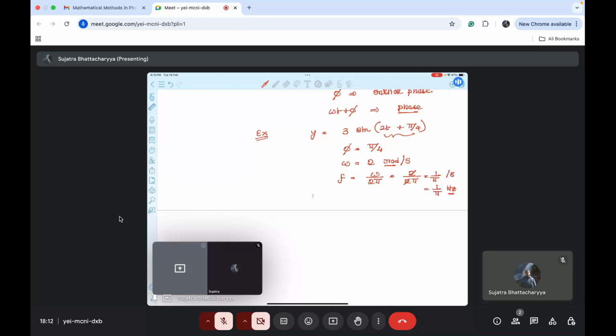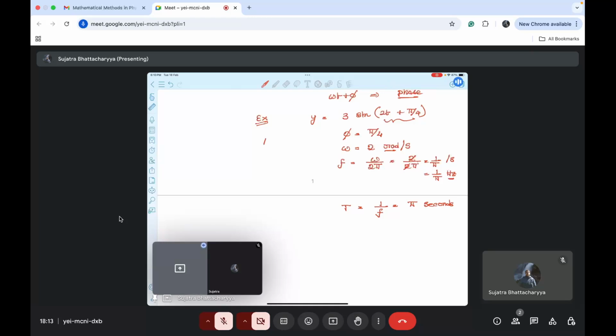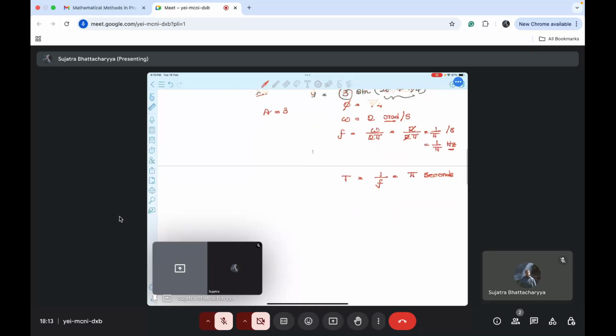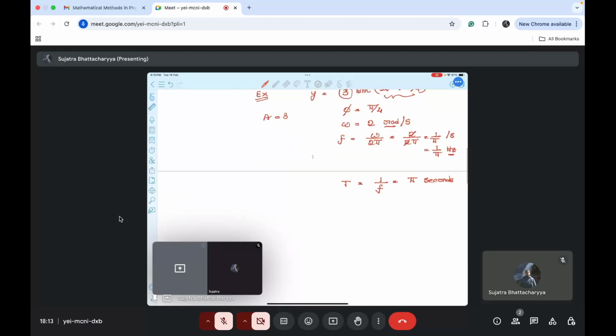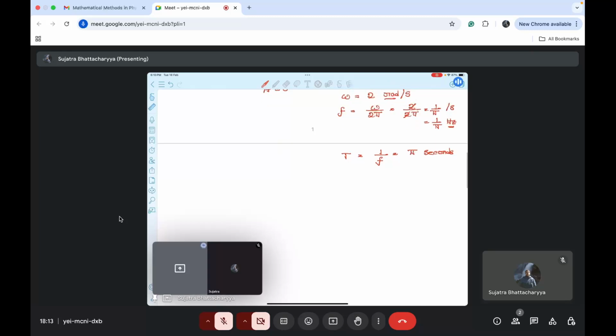Now, what is the time period? We know that time period is nothing but the inverse of the frequency, which is nothing but pi seconds. Time period's unit is seconds, of course. And the most important thing is that the amplitude of the oscillation is 3. So this is how the oscillations are being represented.